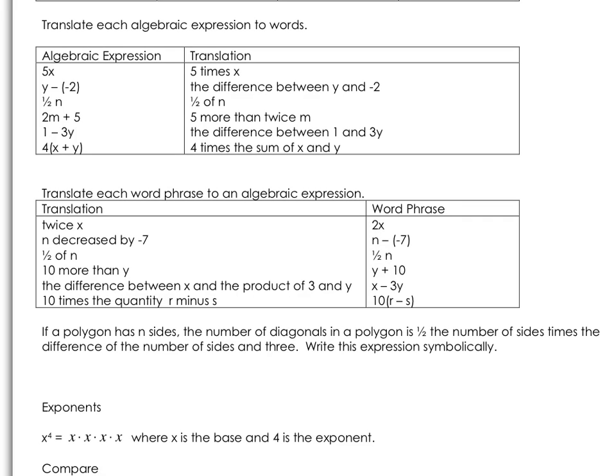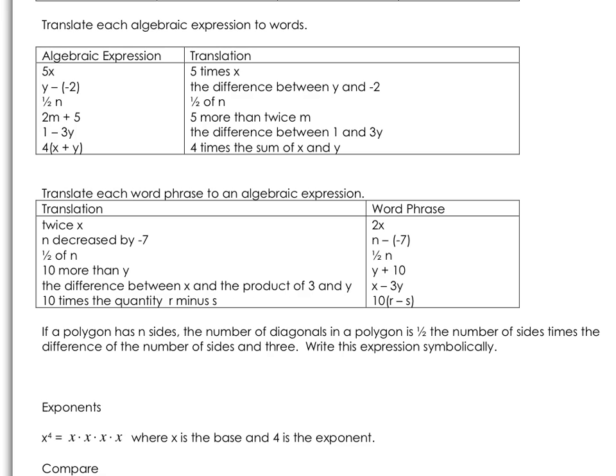5x, 5 times x. What about y minus a negative 2? We can say that's the difference between y and negative 2. The word difference means you subtract. 1/2 times n, we can say 1/2 of n. Of means multiplication. 2m plus 5, 5 more than twice m. Notice that 2m plus 5 ends in the number 5, but when we use the word more than, the 5 goes at the beginning. So we kind of say it in reverse order.